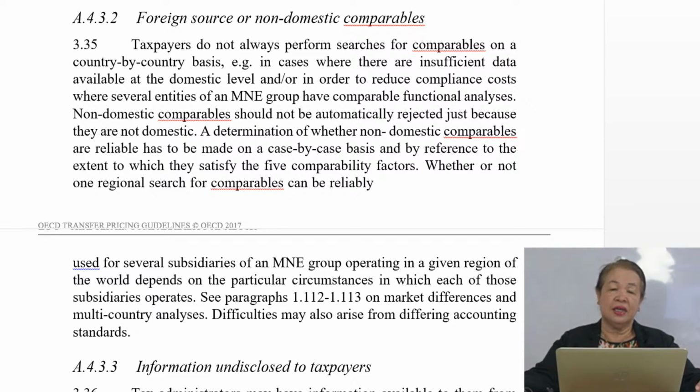Just like in the international financial reporting standards, we have what we call full IFRS, and we have IFRS for small and medium enterprises, and we have accounting standards for small entities. So we have to adjust and reconcile for these accounting differences.